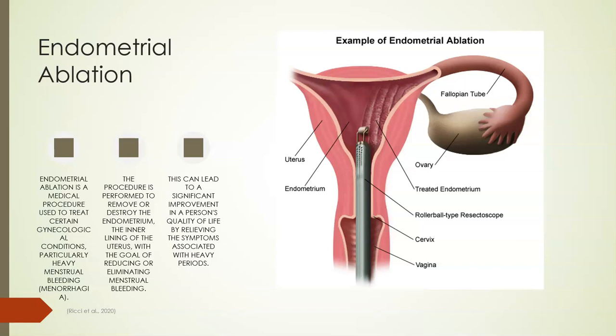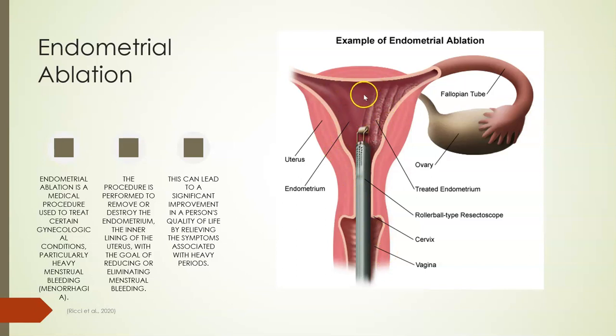Endometrial ablation is a medical procedure used to treat certain gynecological conditions, particularly heavy menstrual bleeding. The procedure is performed to remove or destroy the endometrial lining of the uterus with the goal of reducing or eliminating menstrual periods. This can lead to a significant improvement in the person's quality of life by relieving the symptoms associated with heavy periods. So let's look at this.